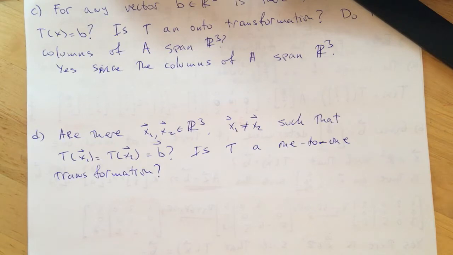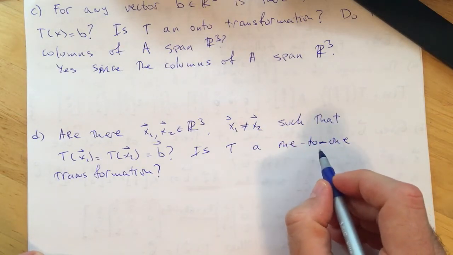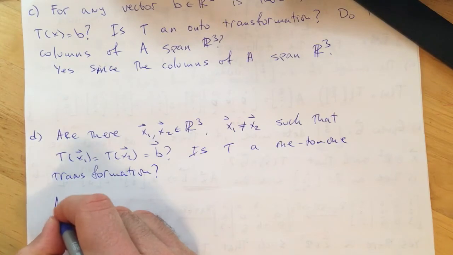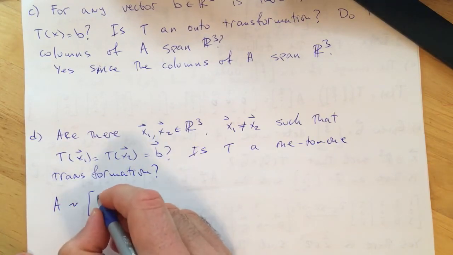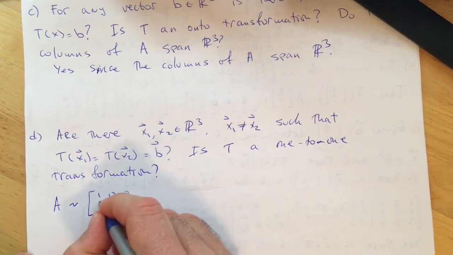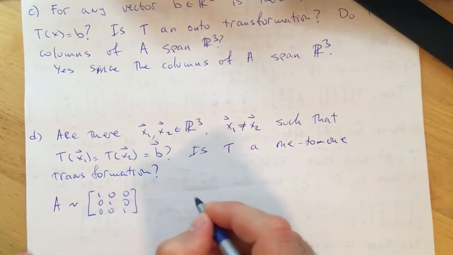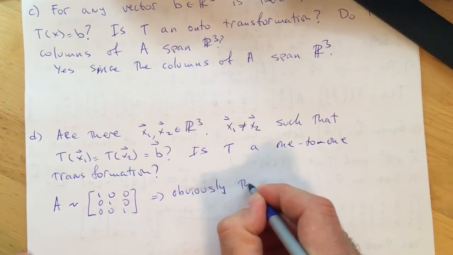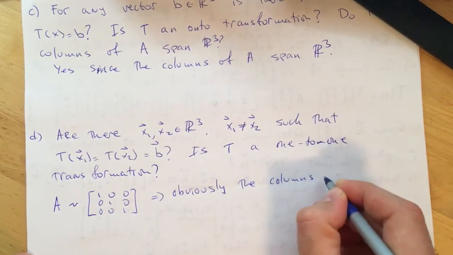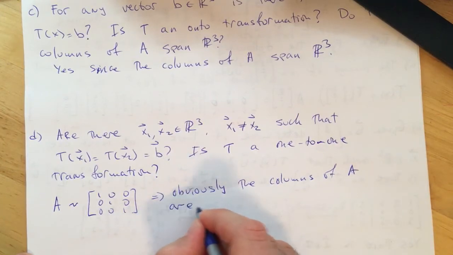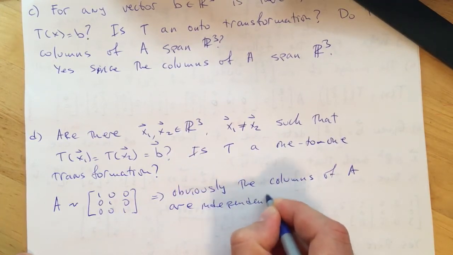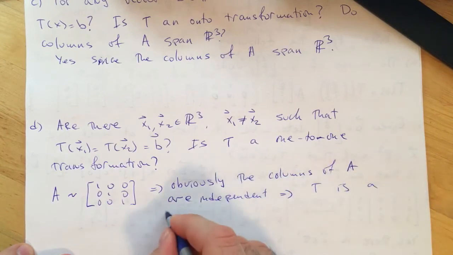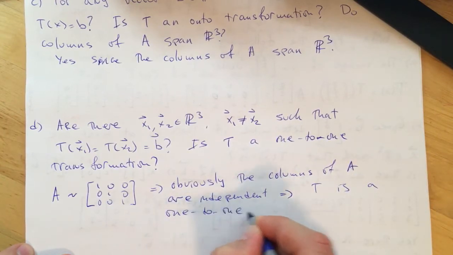But we know that whether T is a one-to-one transformation depends on the dependency of the columns of A. So again, A was reduced into a matrix that looked like this: 1 0 0, 0 1 0, 0 0 1, and obviously the columns of A are independent, which means that T is a one-to-one transformation.